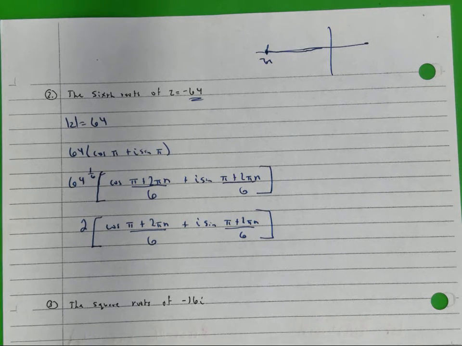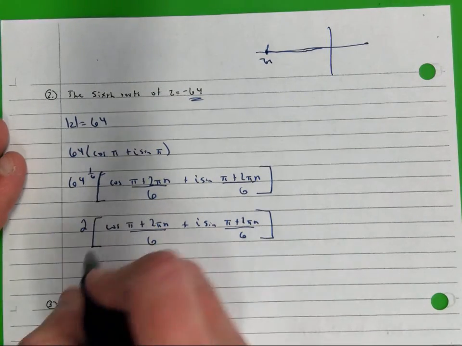All right, so I'm going to plug in what first? 0. 2 pi times 0 is 0. 0 plus pi is pi. Pi over 6. So we're going to have cosine of pi over 6.